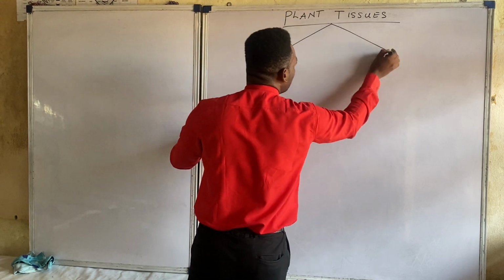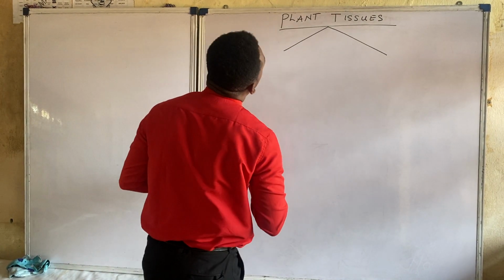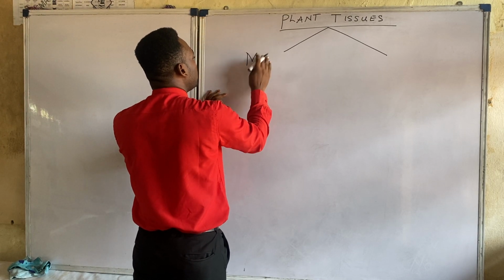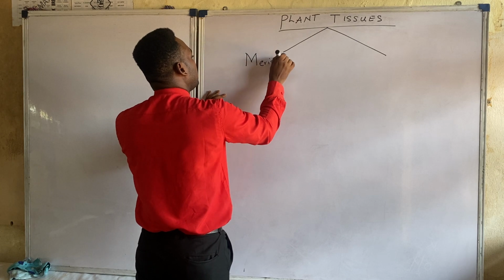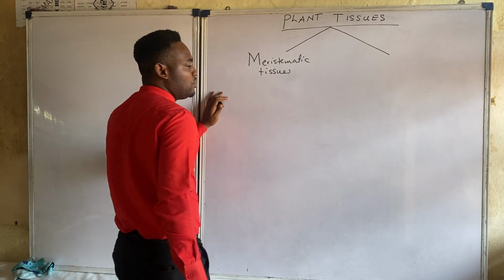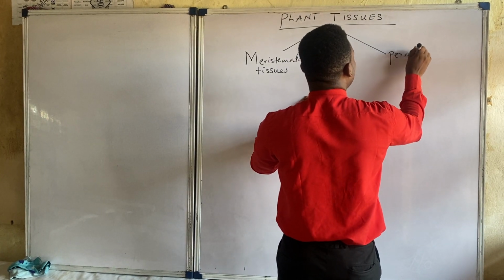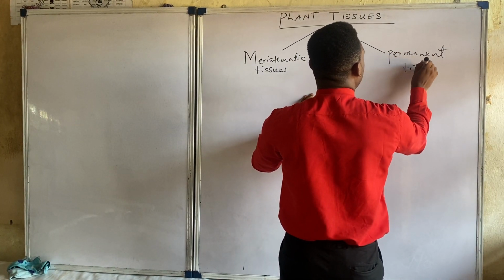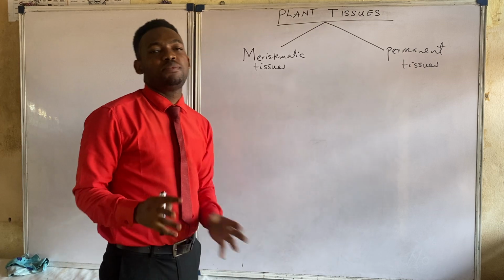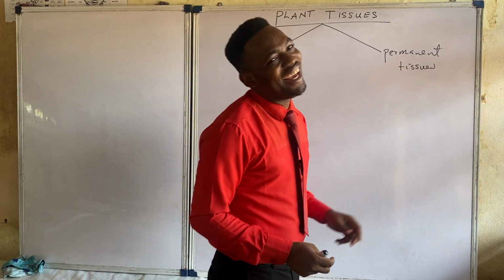I will use what I call flowcharts to explain plant tissues. Number one group of plant tissues we have are called the meristematic tissues. While the second group of tissues we have, we call them the permanent tissues. What does this mean? It means that plant tissues are grouped into two: the meristematic and the permanent tissues.